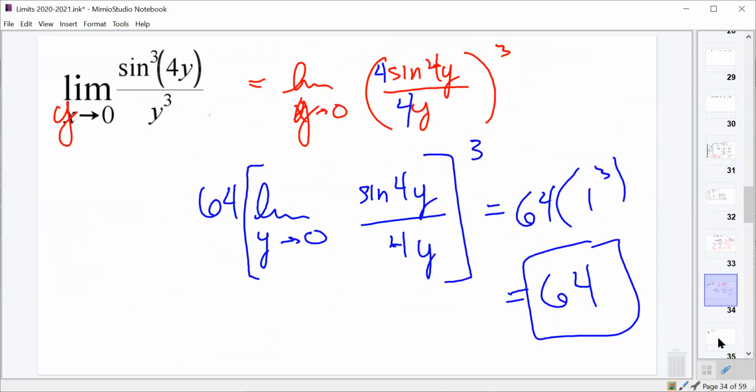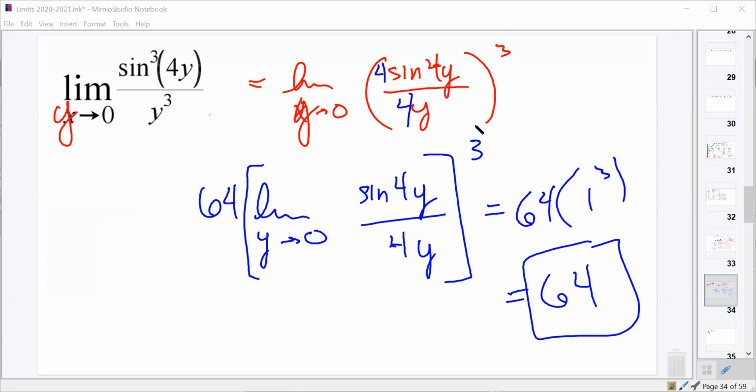You good with that? If you're working with a question and instead of cubing it, it's squared or to the 4th power, raised to an even power, would you have to worry about the answer being both positive or negative? No, nope. That only applies if we were trying to take the square root of something. Okay.